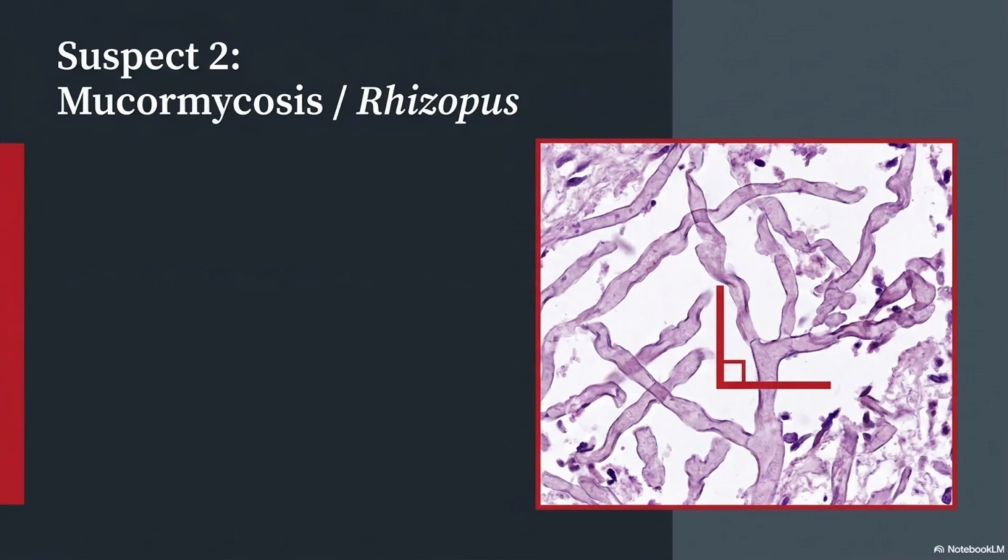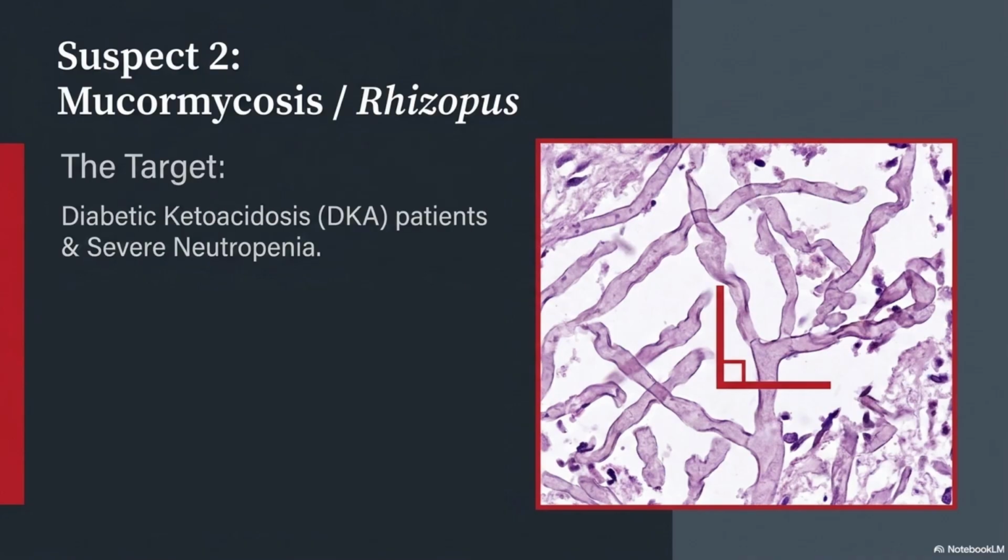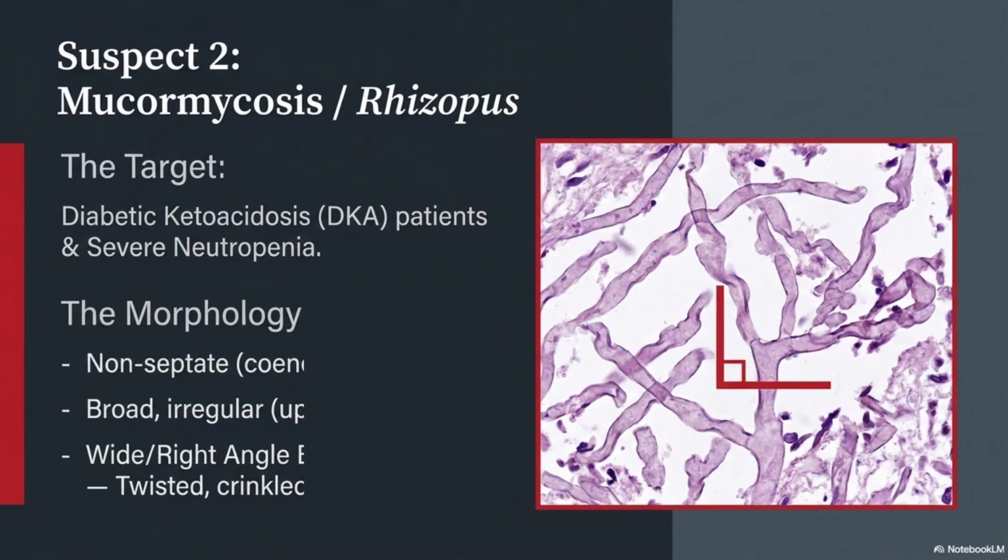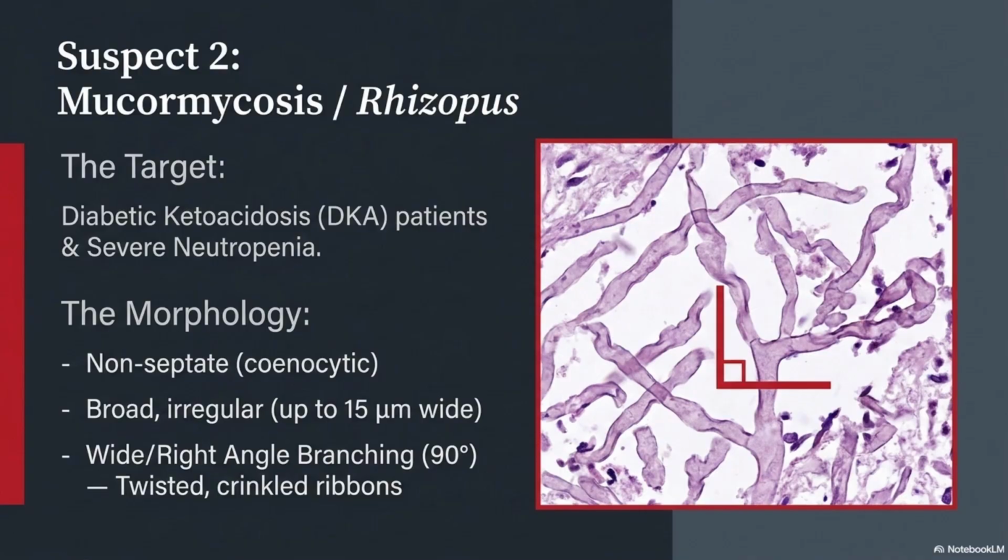Moving on to suspect 2, mucormycosis or Rhizopus. The target demographic here is highly specific: patients suffering from diabetic ketoacidosis or DKA and patients with severe neutropenia. Its morphology is completely different from Aspergillus. It is non-septate, meaning coenocytic, and forms broad, irregular structures up to 15 microns wide. Notice the wide right-angle branching at 90 degrees? They often look like twisted, crinkled ribbons on the slide.